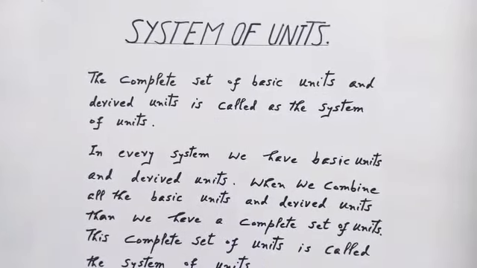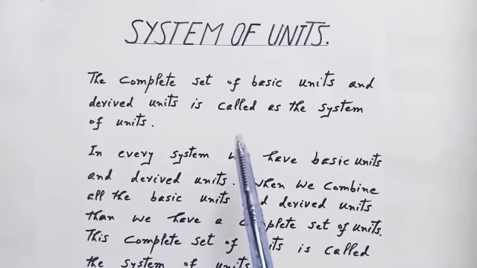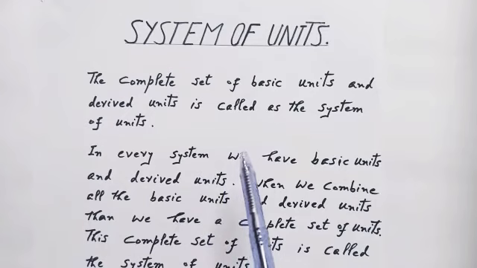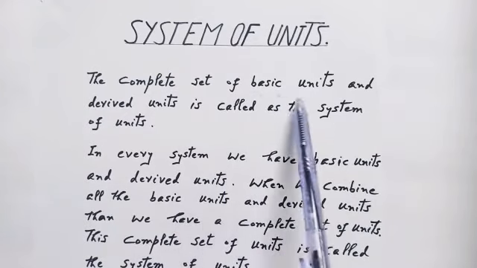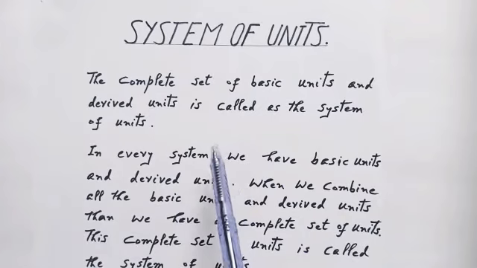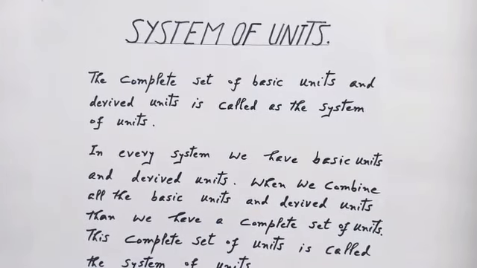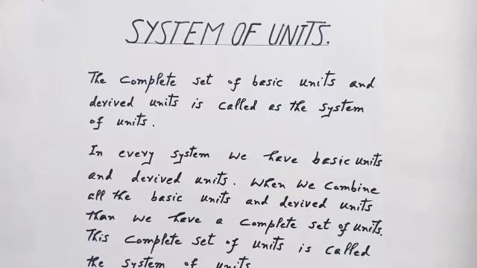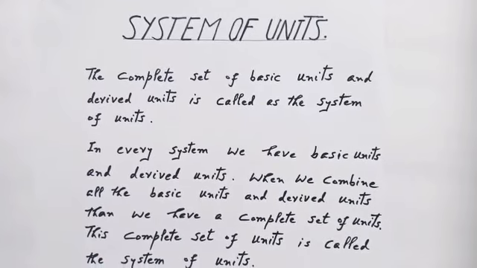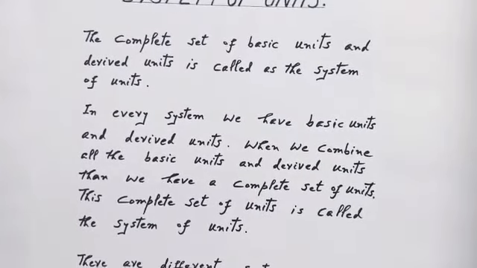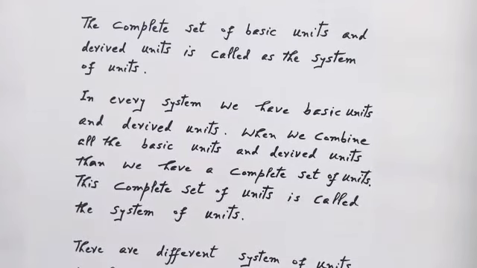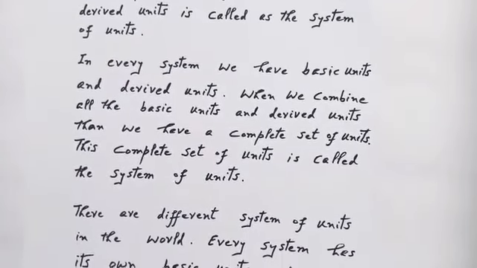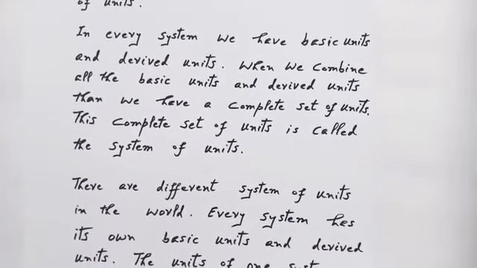First, the system of unit. What is system of units? The complete set of basic units and derived units is called as a system of units. Now, every system has its own basic units and derived units. When we combine all the basic units and the derived units, then we get a complete set of units. That complete set of units is called as a system of units. Now, there are different system of units, and the units of one system are different than that of the other system. So every system has its own basic units and derived units.